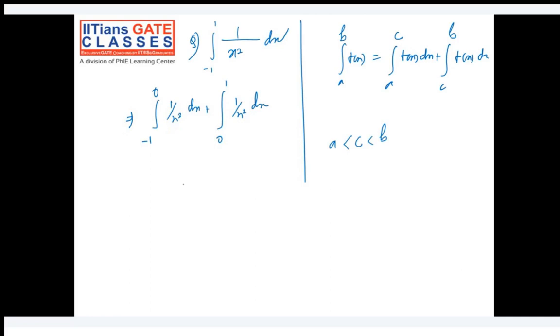Our definition is, if a and b, that is the lower and upper limit, are finite, but the function itself becomes infinite in the closed interval a comma b, then we say that is an improper integral, and it may diverge or converge. So if you check, if it is becoming infinite, it means it is diverging.